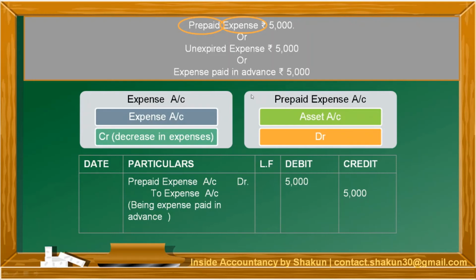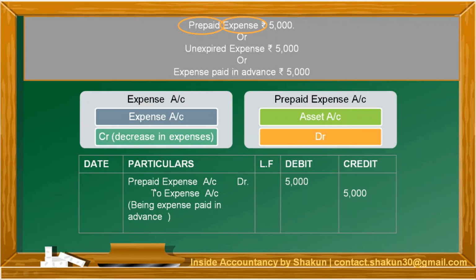The modern approach. On the other hand, expense. Now expense is credited. Normally expense always has a DR balance, but we have credited it in this case. Why? Because this expense is not relating to the current year. Had it been for the current year, we would have debited it like we did in the previous transaction. But this expense relates to the next year. So therefore, decrease in expense, this amount is credited.